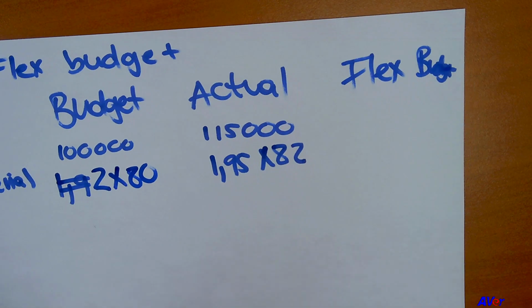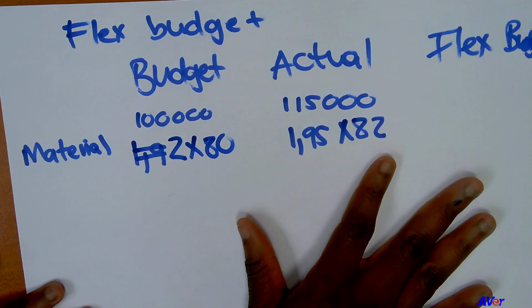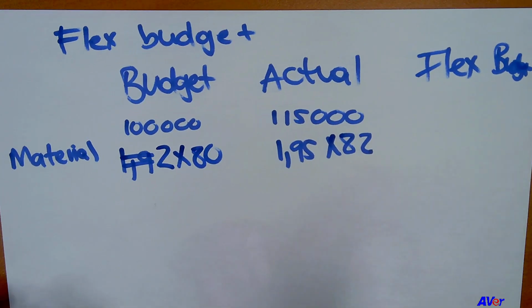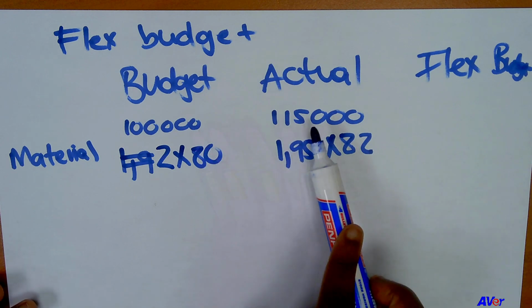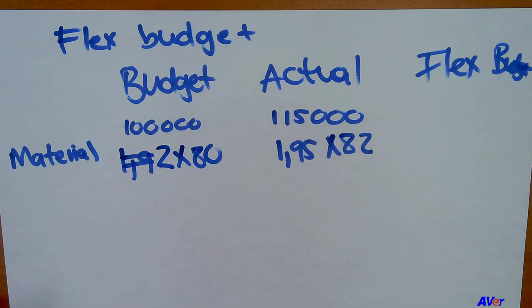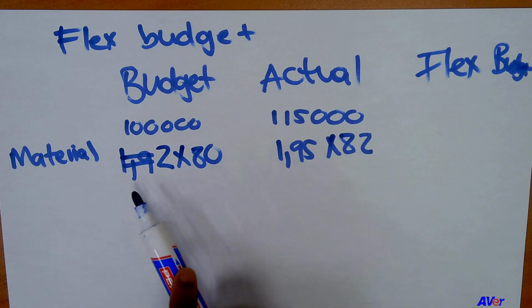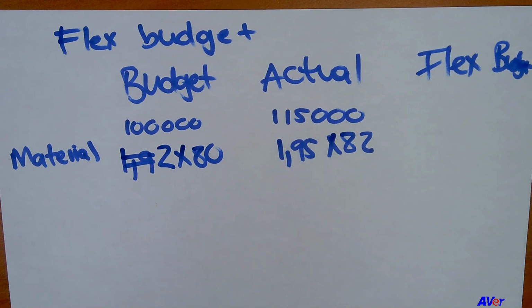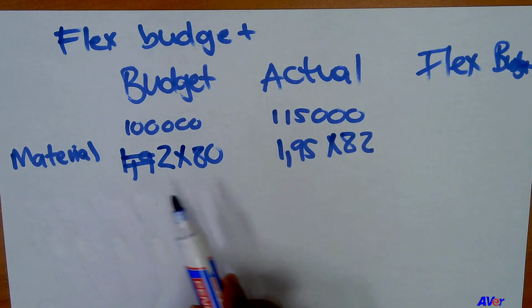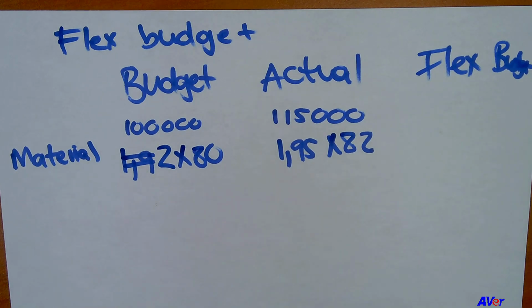So now you can see where the differences are clearly in terms of our material. I don't know how else to put this. Anyway, there's a difference here, the 15,000, sorry, which is our main difference. And then there will also be a difference between the 2 and the 1.95, which is a usage variance that we will talk about. And there's also a difference between what you bought those kilograms at. You bought it at 80 and then you bought it at 82.